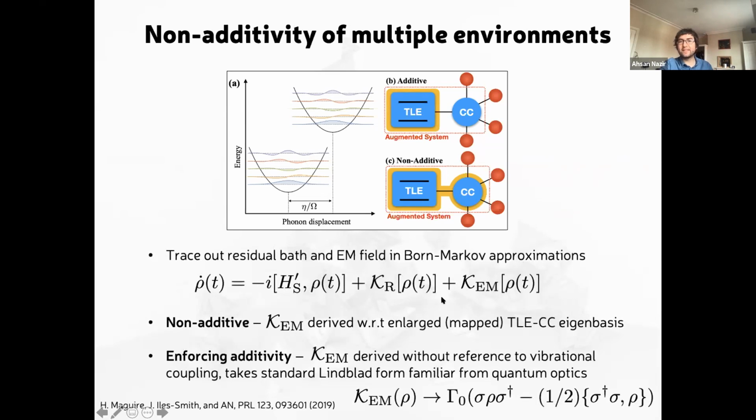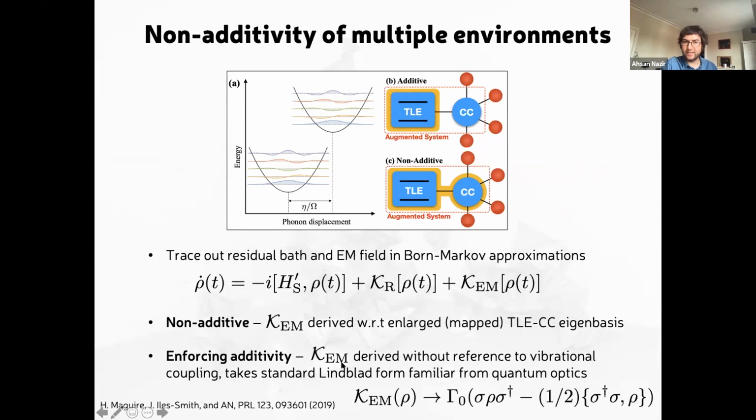So in both cases, actually, the master equation has this form, but remember that rho here is the density operator of the system plus collective coordinate. So it's in the enlarged space. So the system H_S primed here is our mapped system Hamiltonian, including the phonon collective coordinate. This is a dissipator for the residual phonon bath, and then this is how we're treating the electromagnetic field.